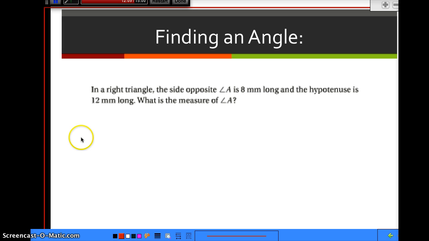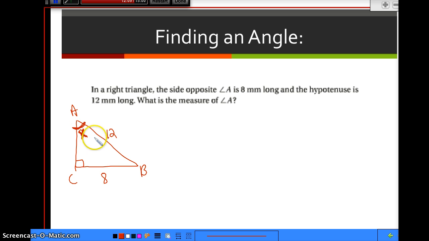In a right triangle, let's draw a picture, make it a right triangle. The opposite side, A, is 8, so let's go A. The hypotenuse is 12, so that's going to be this, B and C. So the opposite side, A, is 8, and the hypotenuse is 12. What is the measure of angle A? They want this angle right here. So you know what? We'll call it x.